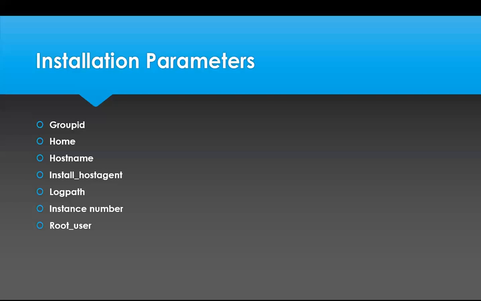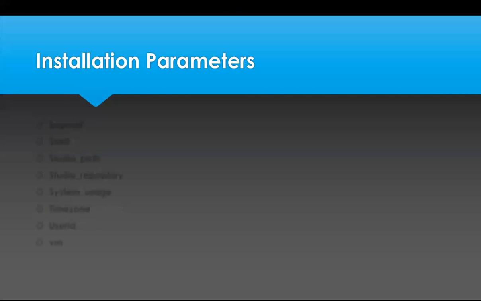Then we have root user. It specifies the root user name. Next we have SAP MNT. It specifies the path to the SAP mount directory, which can be used as a shared directory between multiple hosts. Then we have shell. It specifies a system administrator login shell. This is relevant only if the operating system administrator, that is the SID ADM, does not exist prior to installation.